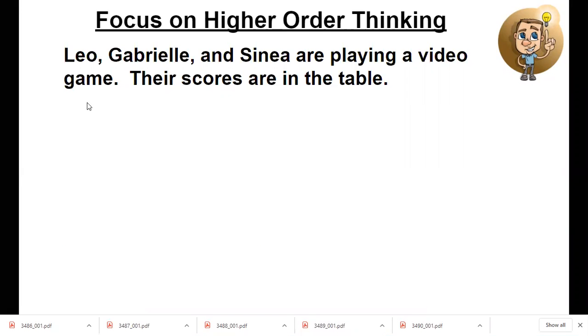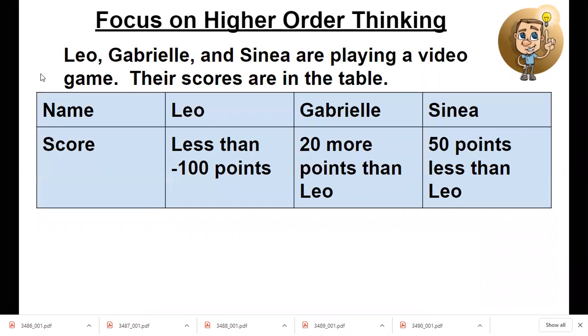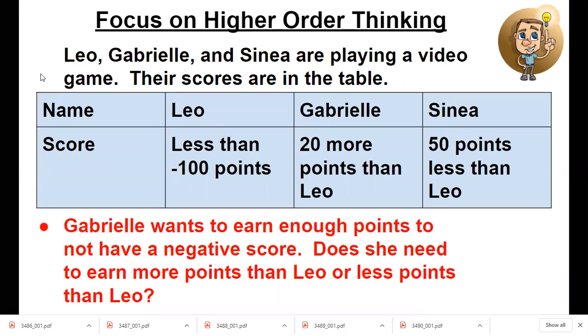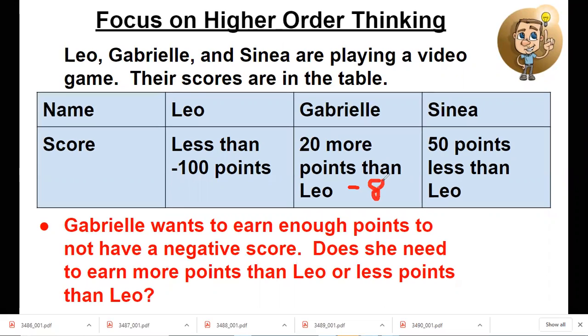Okay, same table, same kids. This question is different. Gabrielle wants to earn enough points to not have a negative score. Does she need to earn more points than Leo or less points than Leo? How do we know she has a negative score? Well, Leo is less than negative 100, and Gabrielle has only 20 points more than Leo, so at the most she would be at negative 80, right? So she's pretty low. She wants to earn enough points to not have a negative score, just like Leo.